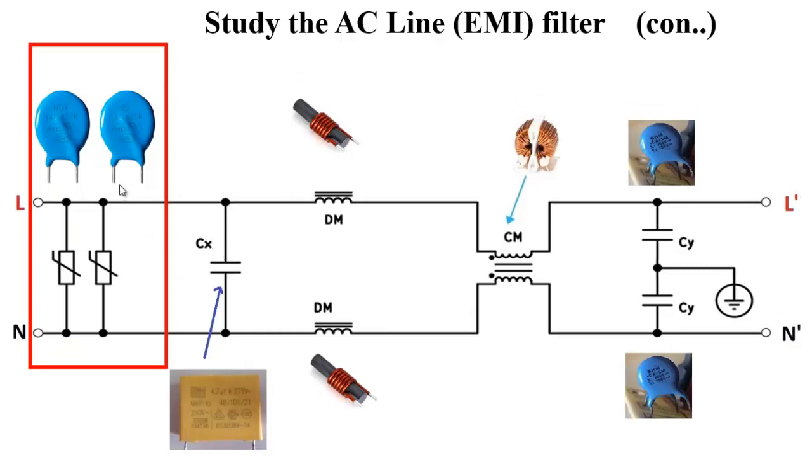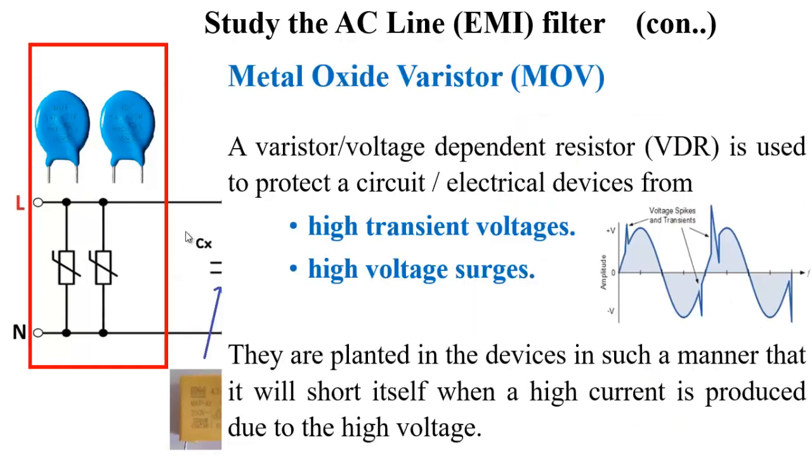First we will discuss varistor. These are varistors. Metal oxide varistor. A varistor or voltage dependent resistor, VDR, is used to protect a circuit or electrical device from high transient voltages, high voltage surge, spike protector. Varistors are placed in the devices in such a manner that it will short itself when a high current is produced due to high voltage.